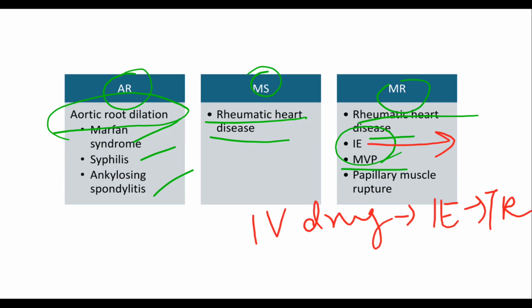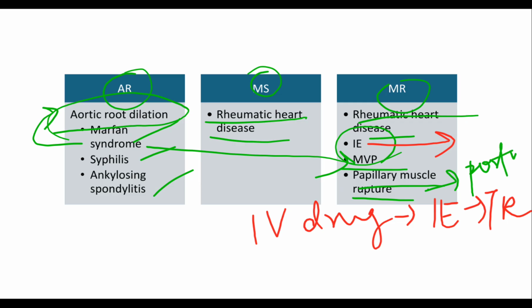MVP, mitral valve prolapse, can present with mitral regurgitation. In Marfan syndrome, the most common finding is aortic root dilatation, but Marfan syndrome can also have MVP. And papillary muscle rupture post MI is one complication post MI, which leads to a new onset mitral regurgitant murmur.